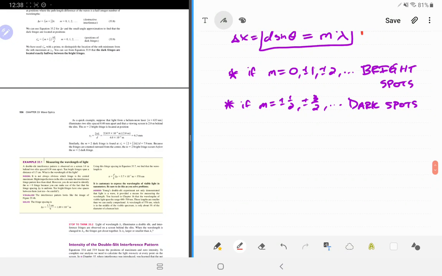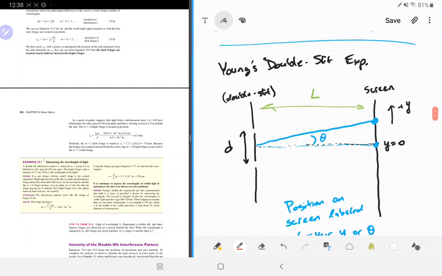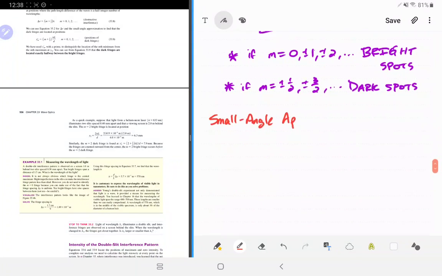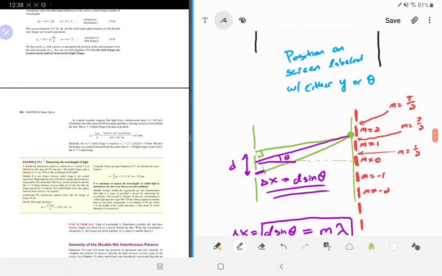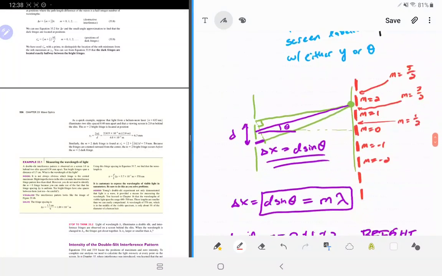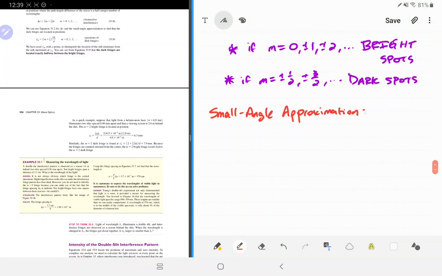One other thing, so in the small angle approximation, we haven't used this capital L, remember? The capital L, the distance from the slits to the screen. In the small angle approximation, we can relate theta and y. Remember, the y labels the values along the screen. We can relate them pretty easily.